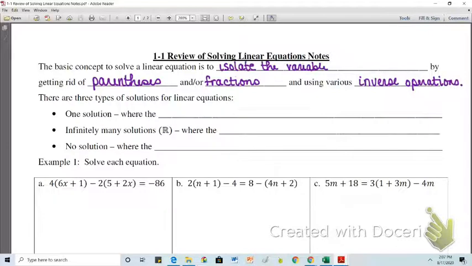There are three types of solutions for linear equations. One solution where the variable equals a constant. This would be something like n equals 3.